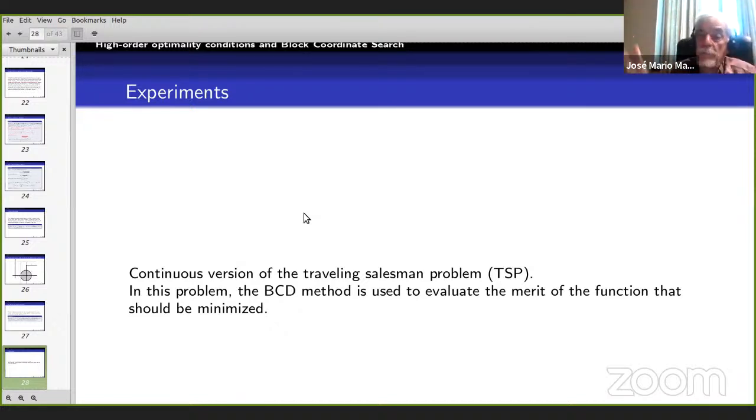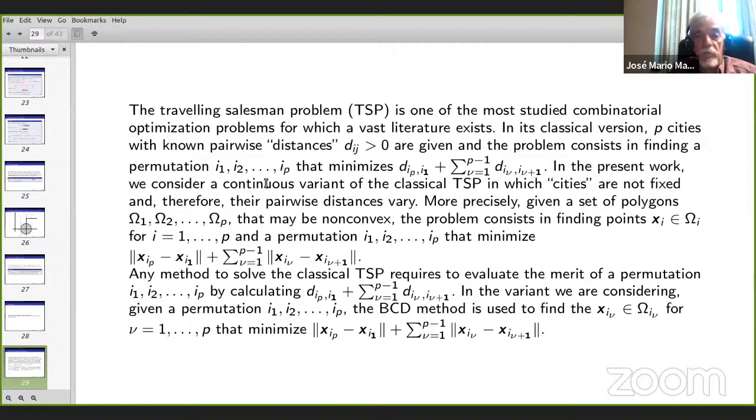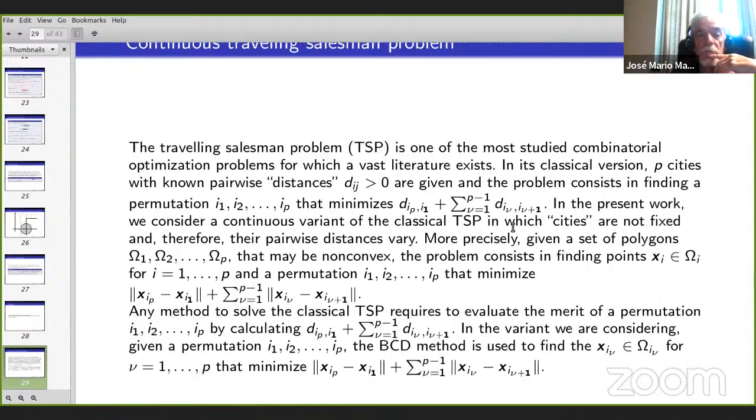The algorithm for solving the TSP is only a heuristic algorithm. So I am going to go from one permutation to another permutation, and given a permutation, given a tentative trajectory for the route, I need the BCD to find the correct stations. Now, the correct stations are used to define the objective function for the TSP. Okay, so everybody knows what the TSP is. It's the famous problem in combinatorial optimization. We have P cities with known pairwise distances, and the problem consists in finding a permutation that minimizes the sum of the distances.